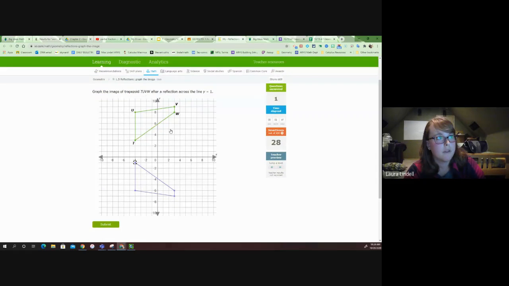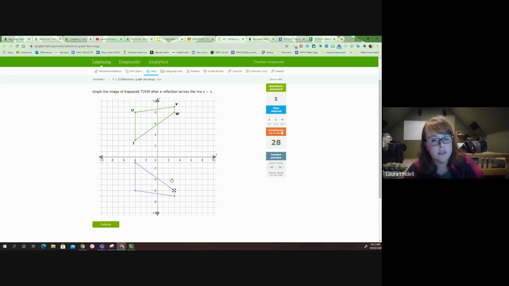But yeah. So again, when you do one like this, make sure you are going to the line y equals 1 when you count. And make sure that you're counting then the same amount of spaces past that line before you make your new dot. Okay. So there's that one.